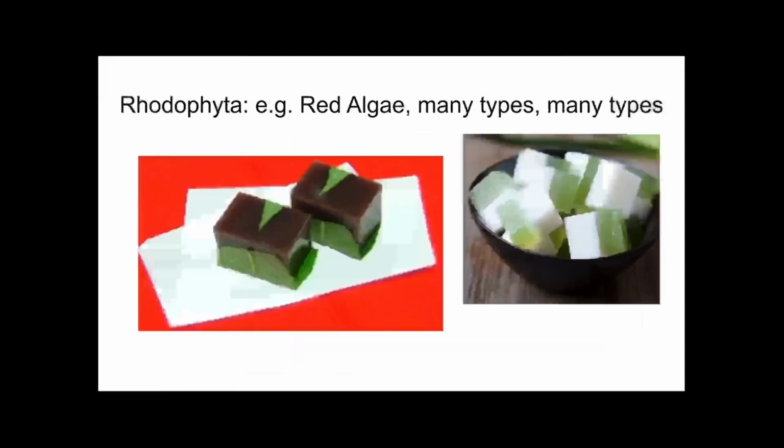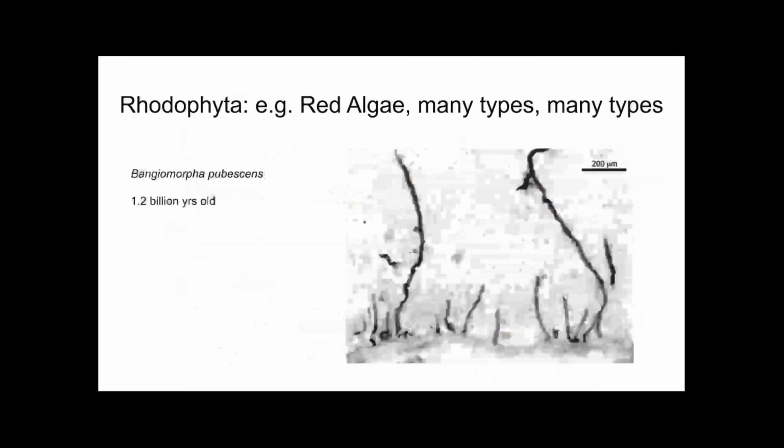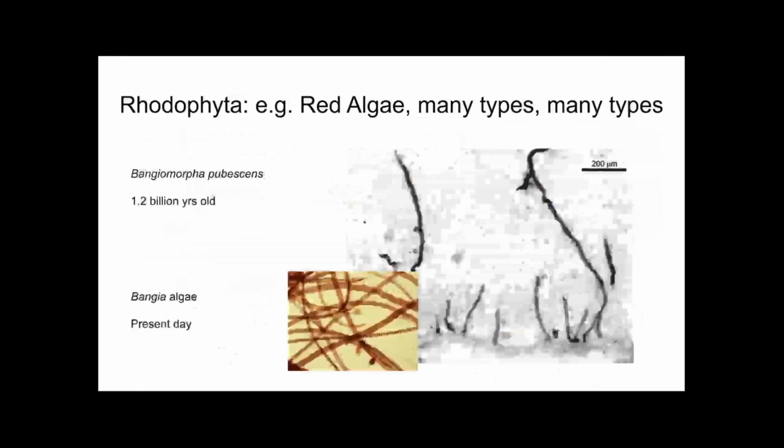Some red algae are used in cooking, and they can create kind of a gelatinous effect, which is, of course, not animal-based. A lot of vegan jellos use different red algae to give that effect. Red algae are a very old lineage, and some of them haven't changed almost at all. Here we have an example of a fossil from 1.2 billion years ago, and this is Bangiomorpha pubescens. Well, here is a Bangia algae today, and you can see that superficially or morphologically, they appear almost indistinguishable.